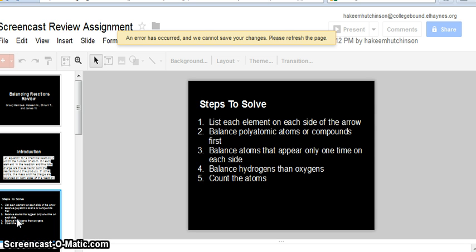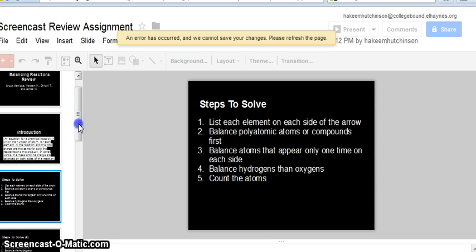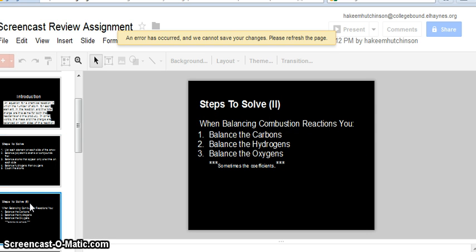Okay, so steps to solve. List each element on each side of the arrow. Balance polyatomic atoms or compounds first. Step 3. Balance atoms that appear only one time on each side. Step 4. Balance hydrogen, then oxygen. Step 5. Count the atoms. Balance the carbons, balance the hydrogens, and balance the oxygen.